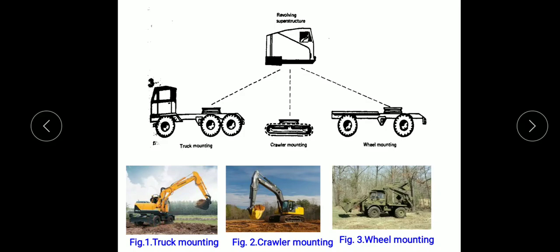The second type of mounting is the crawler mounting. Here tracks are provided like this, therefore it is called a crawler mounting, and such mountings are generally used on rough terrain. Figure 2 shows a crawler mounting on which the revolving superstructure is mounted. The third type of mounting is the wheel mounting. Figure 3 shows a revolving superstructure mounted on a wheel mounting, therefore it is called a wheel mounting type of structure.